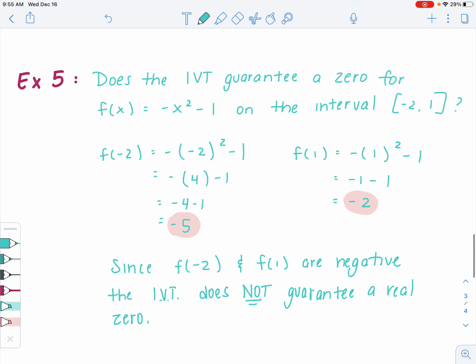So basically, if they give you a table, you're checking the y values to see where they're switching from negative to positive. If they ask you to decide if it's going to guarantee a 0, you're plugging in the endpoints, checking the y values of the endpoints to see if you have a negative and a positive. If you have a negative and a positive, then it guarantees it. If they have the same signs, so if they're both positive or they're both negative, it does not guarantee it.